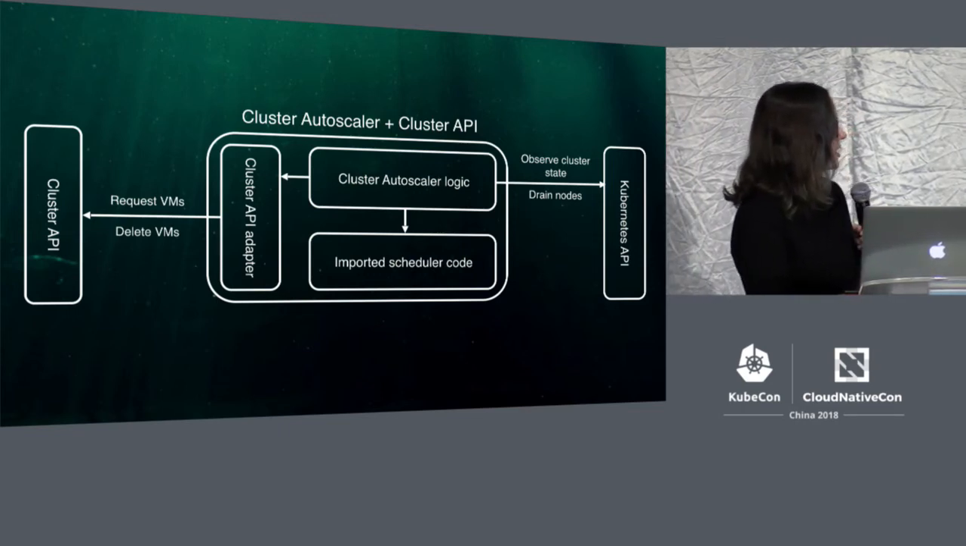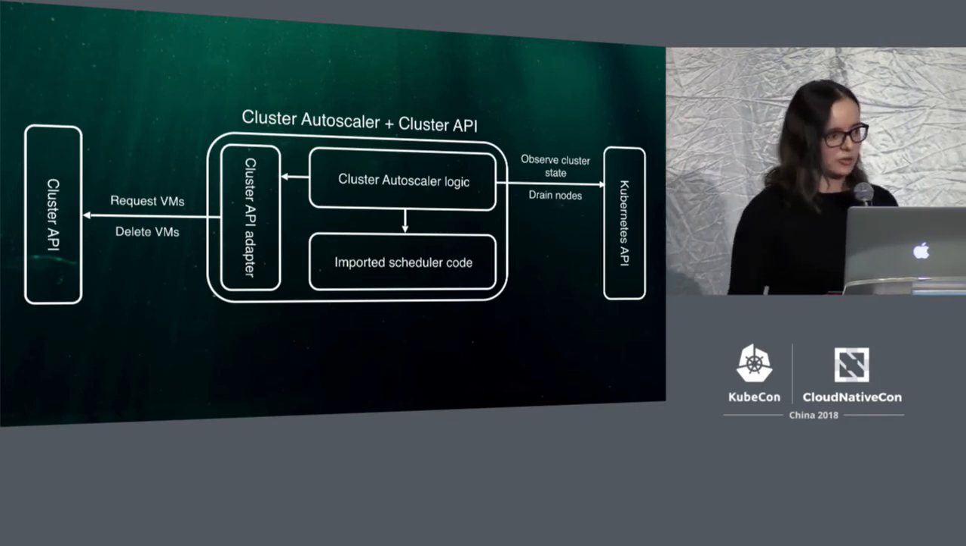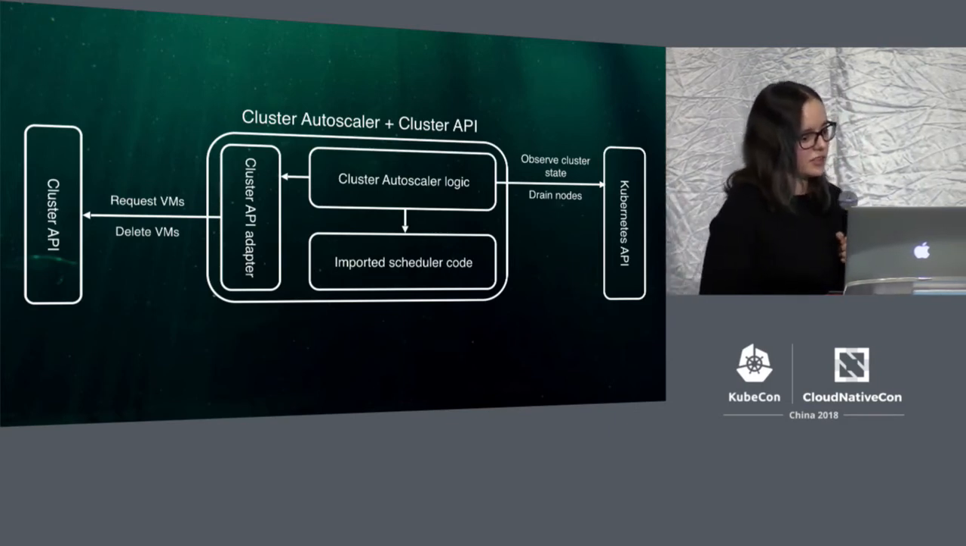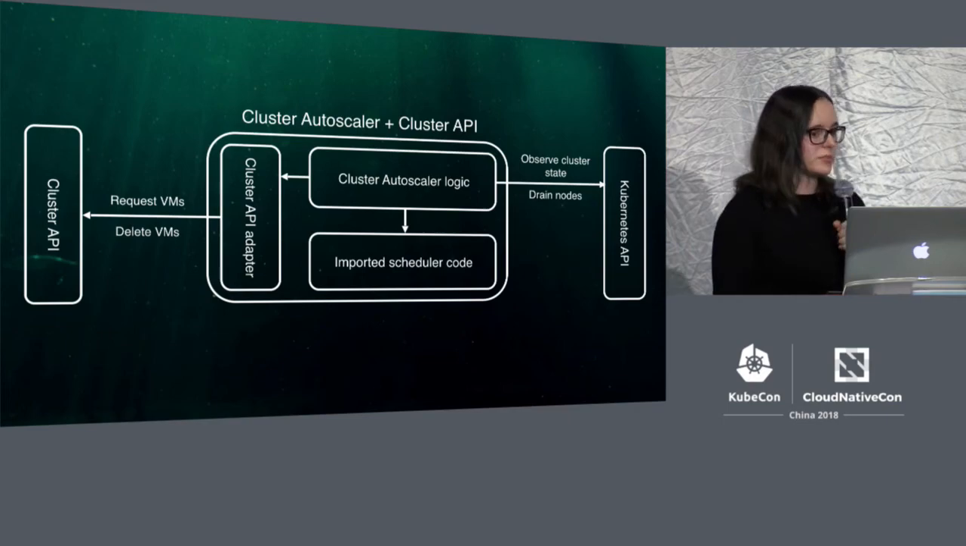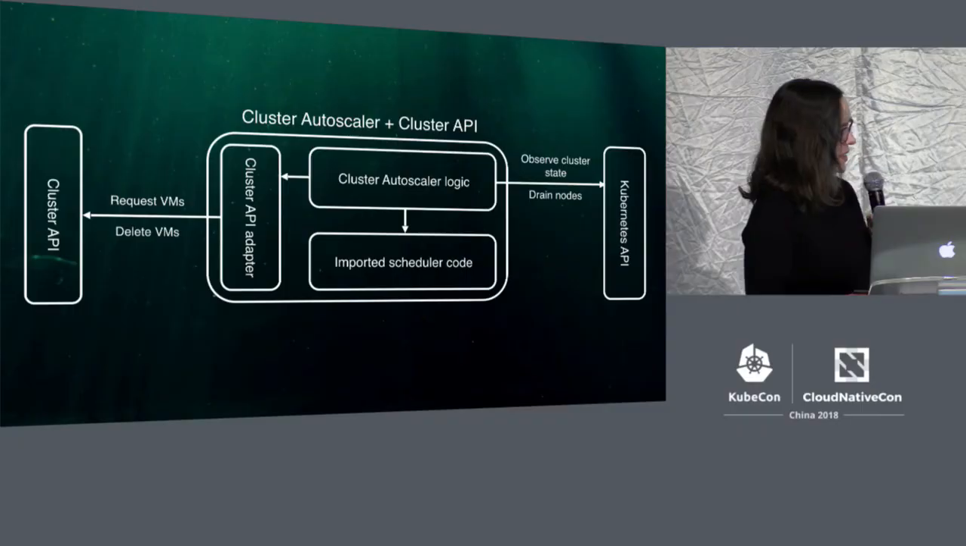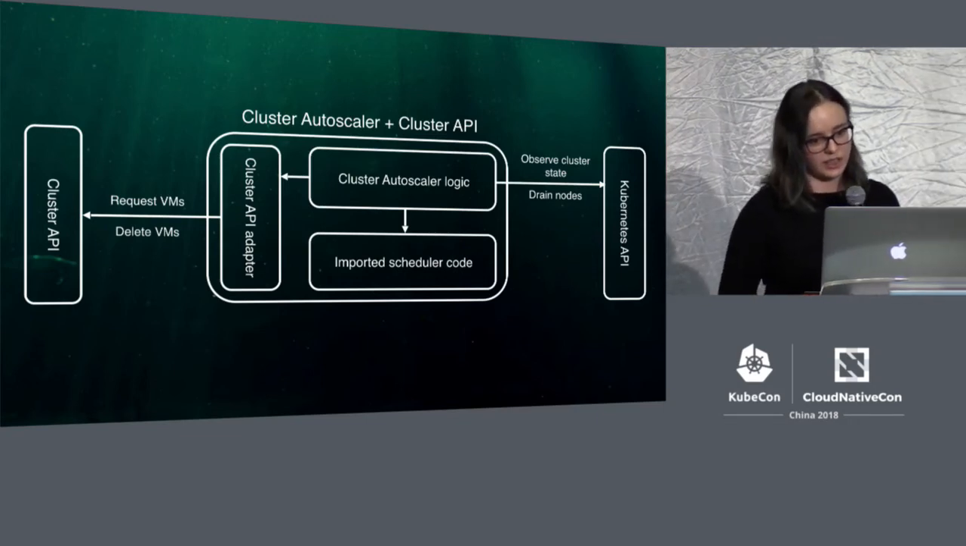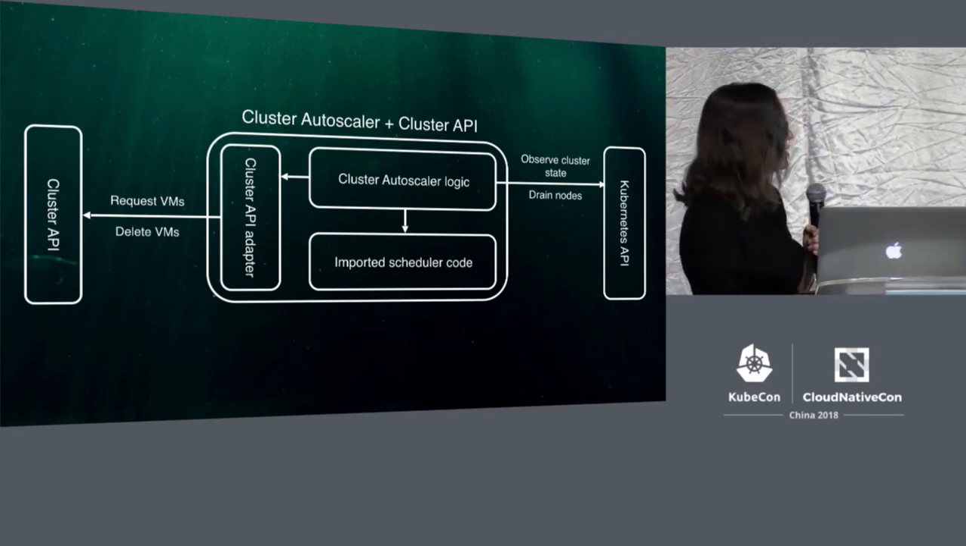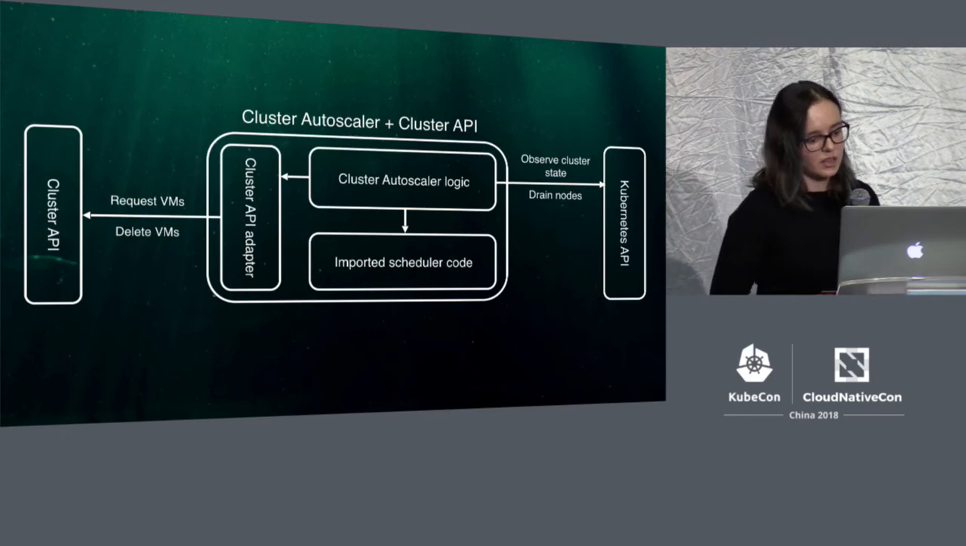And then it calls the Cluster API for each given cloud to request VMs, delete VMs, discover VMs, read instance templates, and create a node info out of it. So that way we can have all the features without any cloud provider specific code in our binary, and it will basically work out of the box.